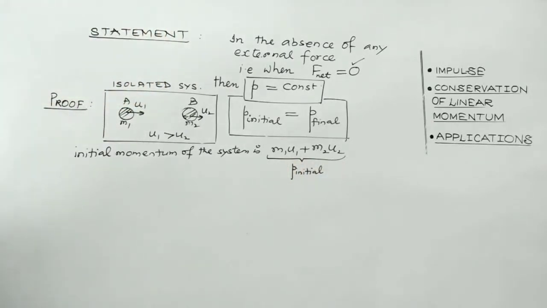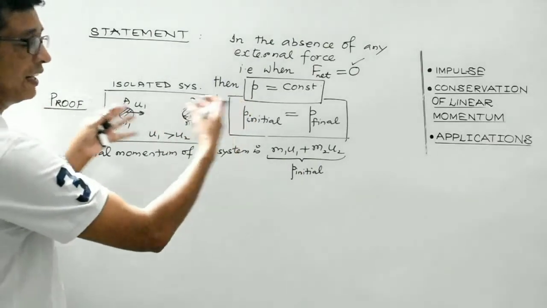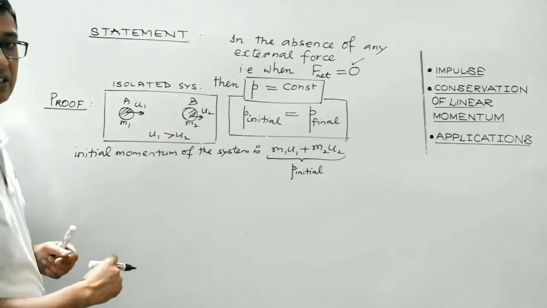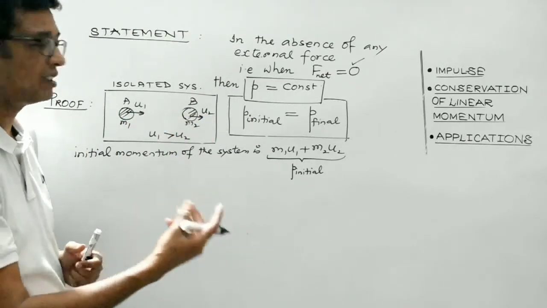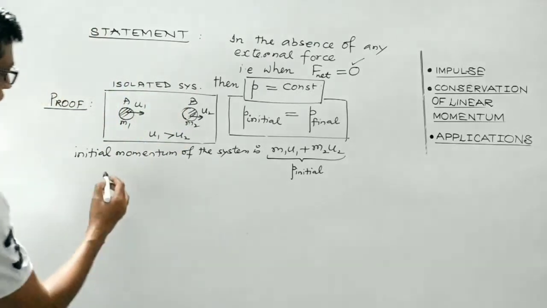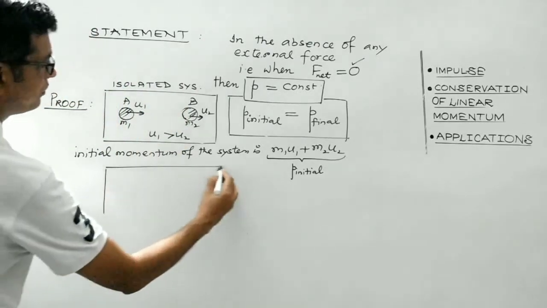This is the initial momentum of the system. Let us consider they collide against each other. If U1 is greater than U2, then at some instant, body A will strike body B. So suppose this is the scenario.